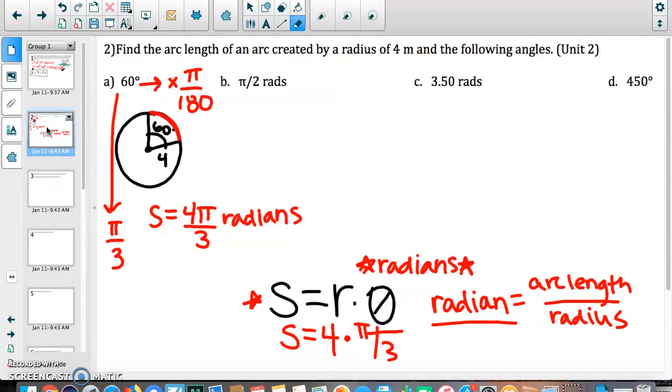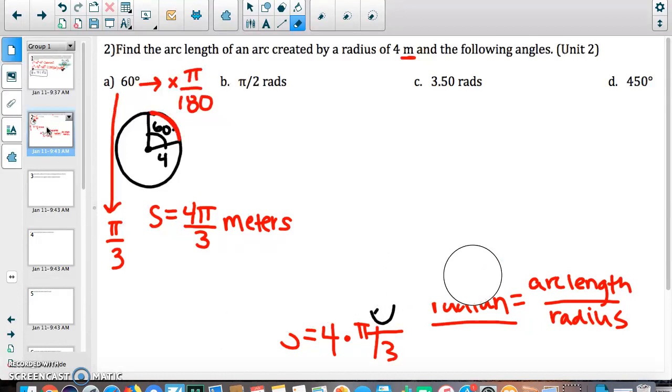The only thing is I made a mistake. Arc length is not measured in radians. It's measured in whatever measurement we're in. And in this case, we're in meters. So I do apologize. It should be 4 pi over 3 meters. So that's your answer to number 1.